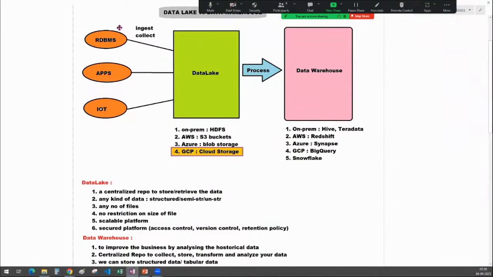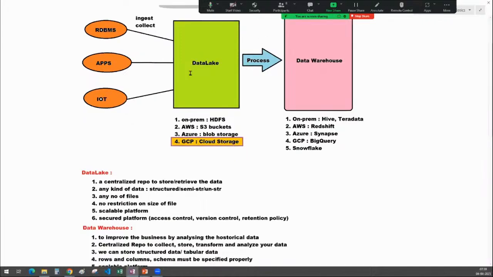Usually you get data from multiple data sources. So the data lake should be able to store any amount of data coming from multiple data sources, and it should not restrict any data format. It should allow any data format and any amount of data to be stored, and it should be a scalable and also secured platform. So that is what a data lake is.